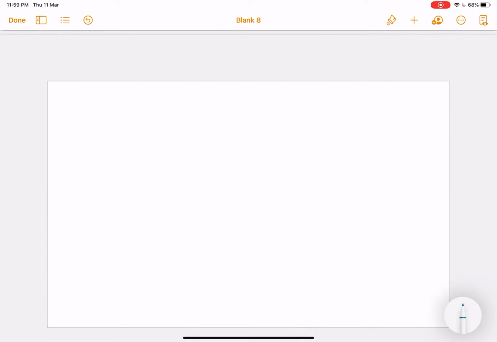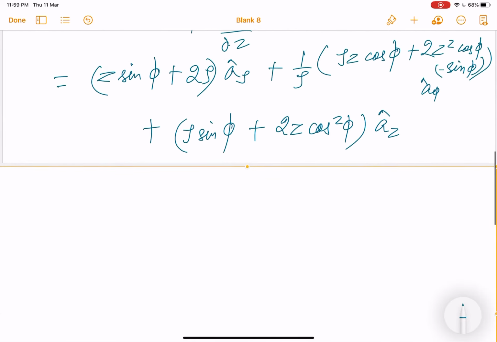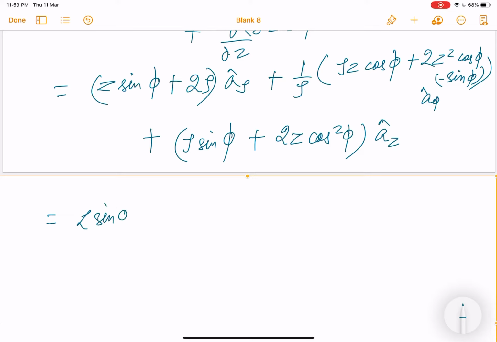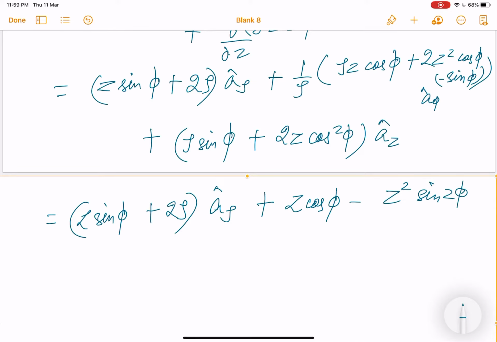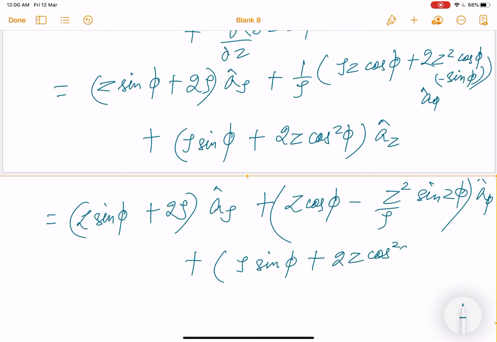Next, let me just write it. (z sinφ + 2ρ) a_ρ cap plus (z cosφ minus 2 cosφ sinφ, which I can write as sin2φ) divided by ρ, and this much a_φ cap. Then plus (ρ sinφ + 2z cos²φ) a_z cap.